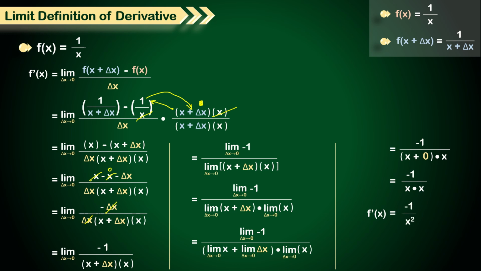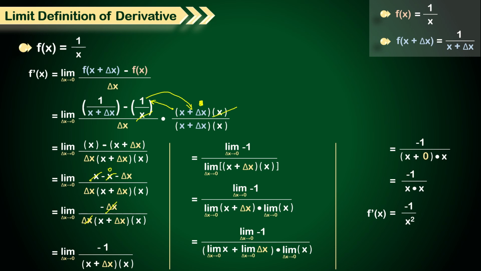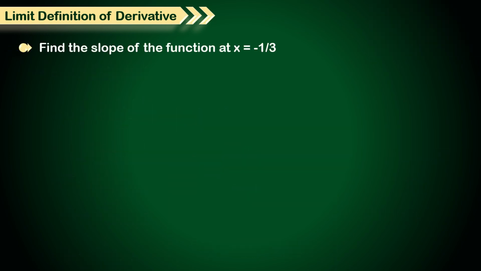The derivative of f of x represents the slope of the function at every point on it. Example, find the slope of the function at x is equal to negative 1/3. Before proceeding in solving the slope of the function, let's make clear the output of a function and the output of a derivative. A function is a system of input and output.